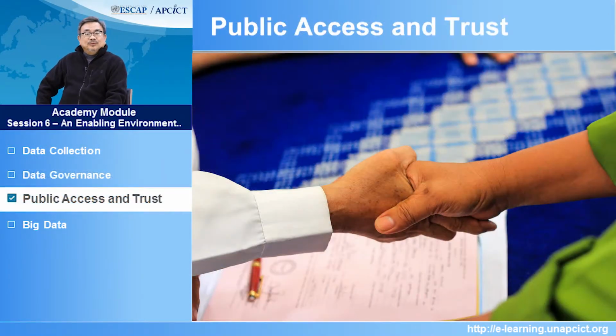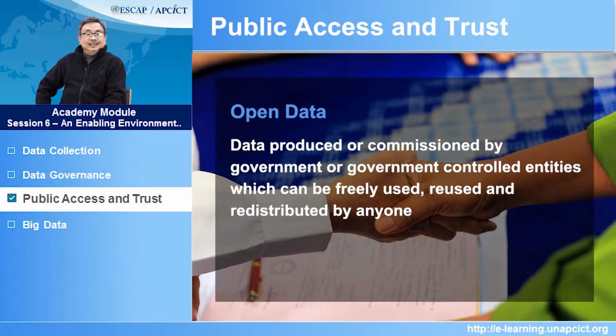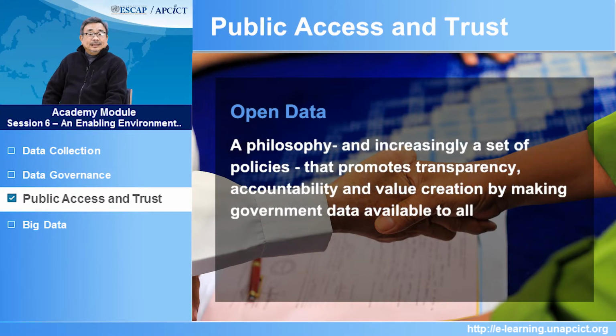We also have to improve public access and trust in data. One of the measures that we could take is to adopt an open data policy. Open data means data produced or commissioned by government, which can be freely used, reused, and redistributed by anyone. It is both a philosophy and a set of policies that promotes transparency, accountability, and value creation by making all government data available to all.